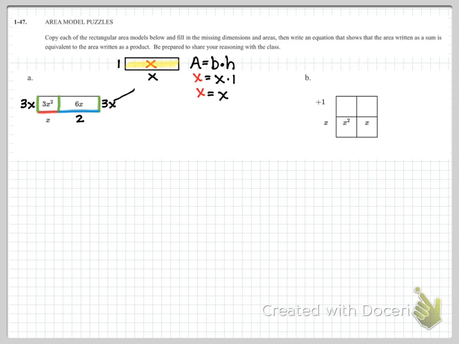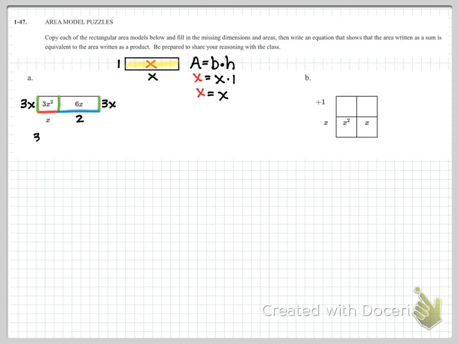So I know the dimensions now of this. So what I'm going to have to do is fill in the dimensions, which I did. Oh, and then I need to write an equation that puts the area as a sum and area as a product together. So let's do the sum first.